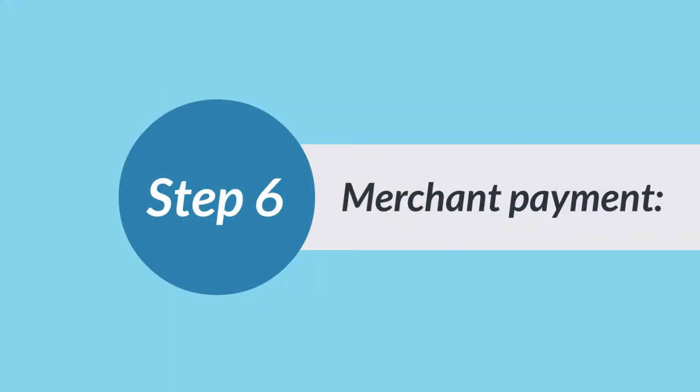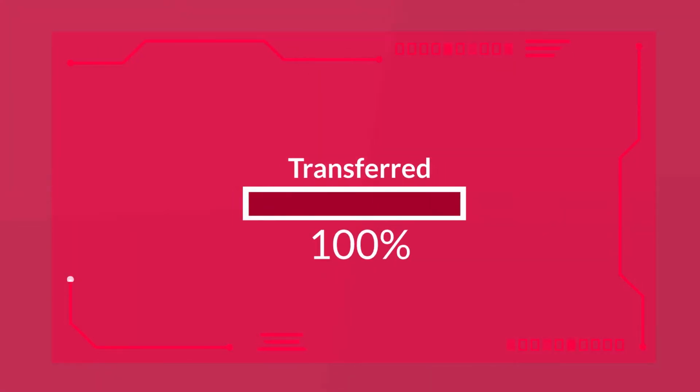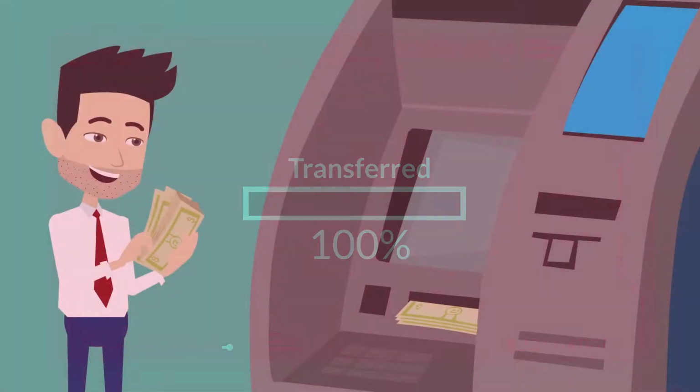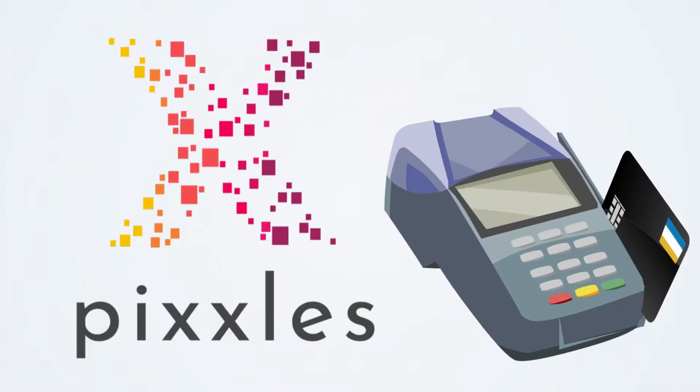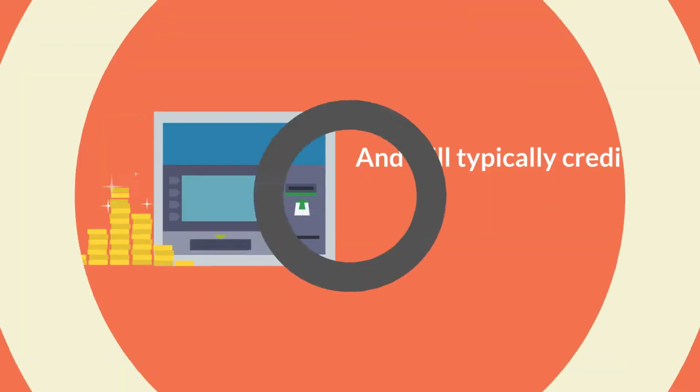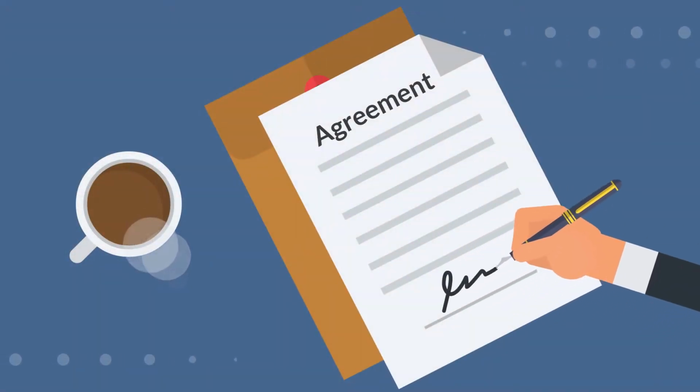Step 6. Merchant payment. The card issuing bank sends the payment to the merchant's payment processor or acquirer, who deposits the payment into the merchant's account. Pixxles will arrange the card transaction's settlement and will typically credit the merchant's nominated bank account with the funds in accordance with their service agreement.